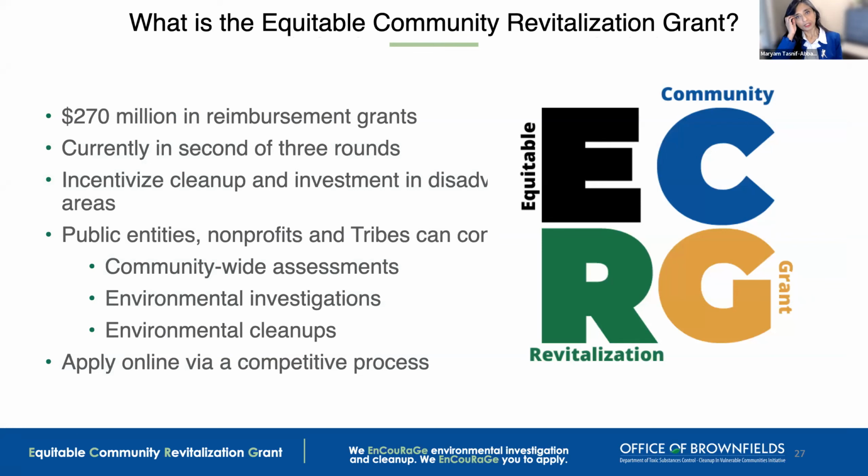So the thing I do want to focus on today is what is the Equitable Community Revitalization Grant? We are in round 2 right now of 3 rounds where we had $270 million for reimbursement grants. We allocated about $75 million in our first round, and about $100 million is available in the next round. We're in our sort of pre-app process right now, and the application should be available sometime in January of 2023. The grant is available for public entities, nonprofits, and tribes to conduct community-wide assessments, investigations, or cleanups, and it's an online application, and it's a competitive process. Next slide, please.